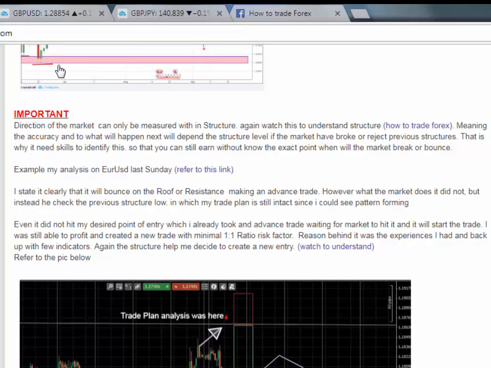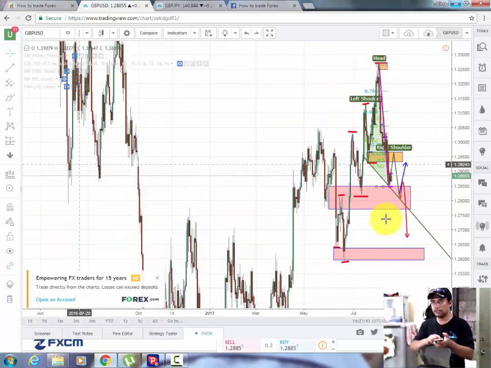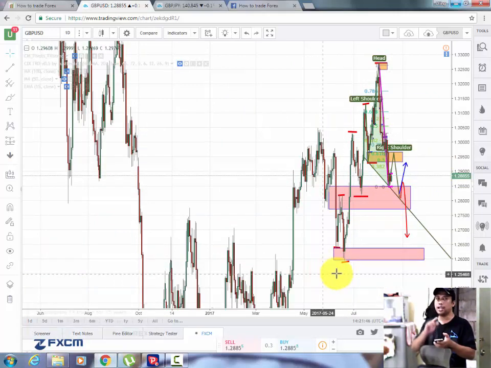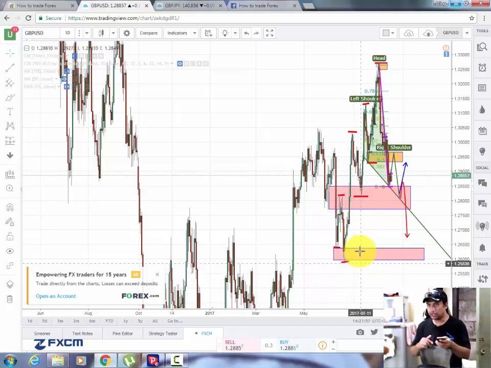The direction of the market can only be measured within structure. You have to watch the How to Trade Forex video so that you'll understand it. Meaning, the accuracy of what will happen next depends on the structure level. What do I mean by this? Let's go to the graph. This is a 1-day chart. When I say the accuracy will depend on the market structure, like for this one.